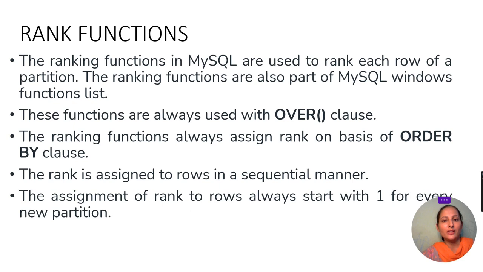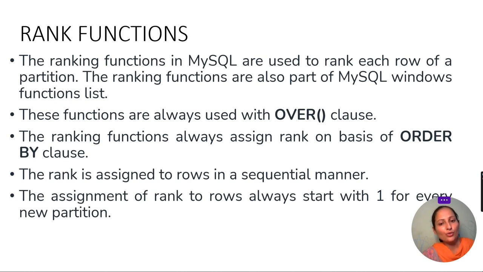The ranking functions in MySQL are used to rank each row of a partition. The ranking functions are also part of the MySQL window function list, and these functions are used to rank each row of a partition. We do a partition, and in that particular partition they rank each row. These functions are always used with OVER. The ranking functions always assign rank on the basis of the ORDER BY clause. We order by some particular condition and then it ranks on that condition.